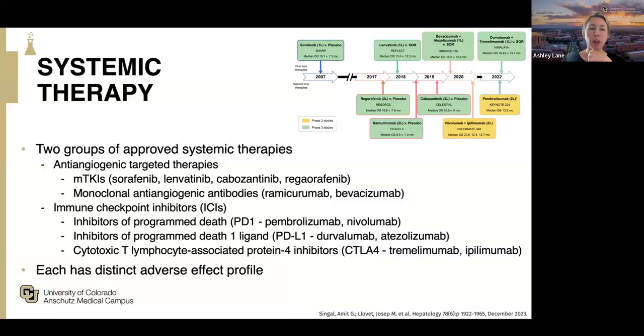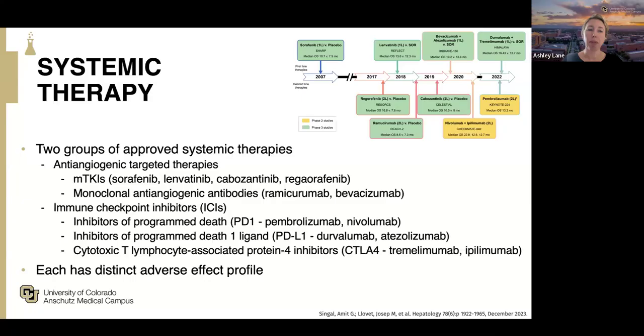Sorafenib is the most well-known of the tyrosine kinase inhibitors. It targets the VEGF receptor pathway and other kinases, and it was the first systemic therapy to demonstrate a survival advantage versus placebo for patients with advanced HCC, and has since served as a control for multiple subsequent trials. But it really only showed a modest survival benefit, about 3 months in those patients. But since then, you can see treatment options have bloomed.